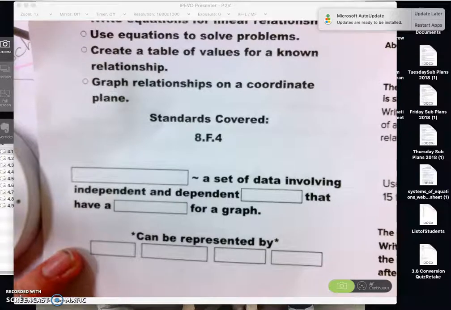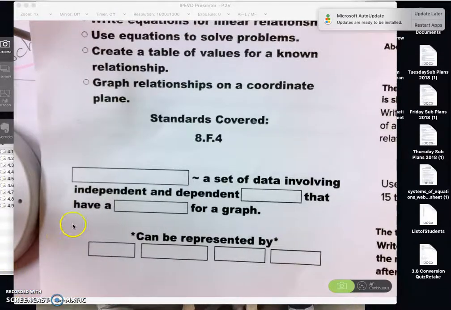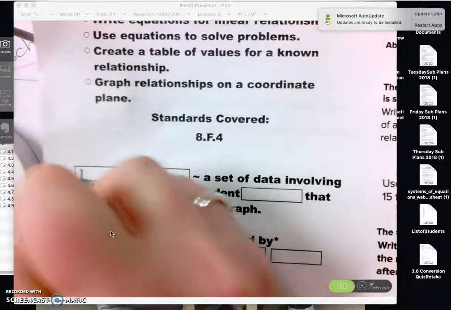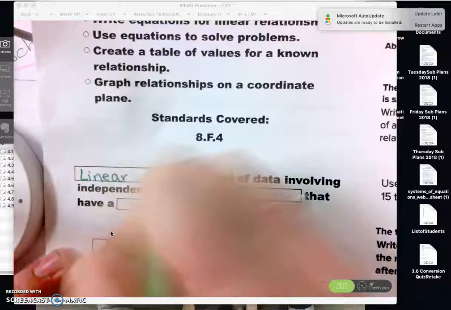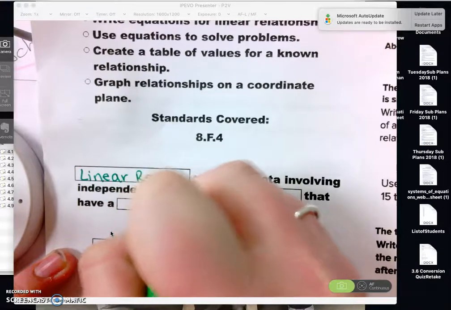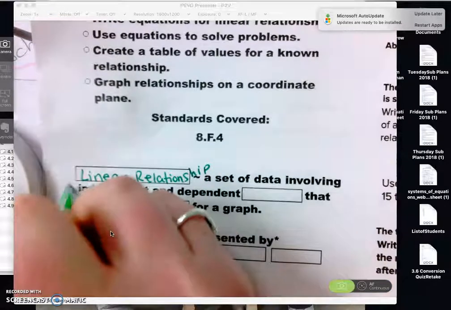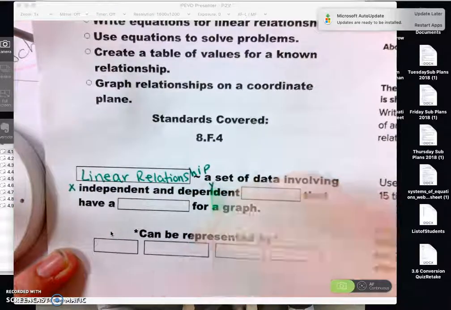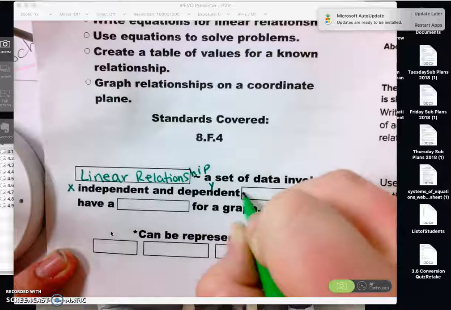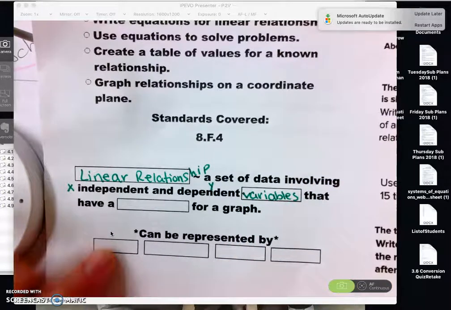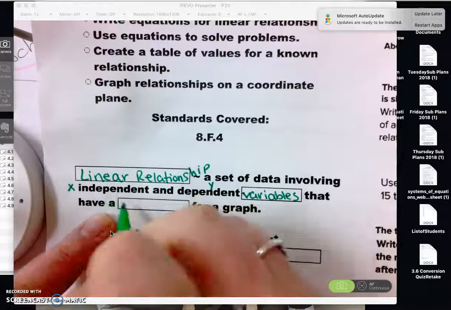So here we have a set of data involving independent and dependent variables. It's going to be a linear relationship. Remember, this is going to be your x and this is going to be your y. Variables that have a straight line for a graph.